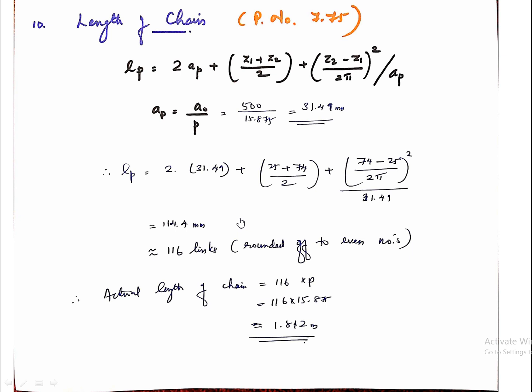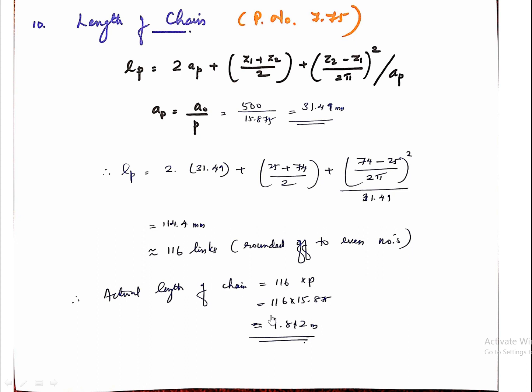114.4. Okay, now this value should always be rounded to an even value. So approximate the value as 116 links. Okay, so this many links. We are finding the length in number of links. Okay, 116 links are required. So actually this equation is to find the length in terms of number of links. A chain drive is made of a number of links which are joined together, right? So you actually require 116 links to complete the chain. Okay, so in terms of length, the link has a standard pitch length, right?